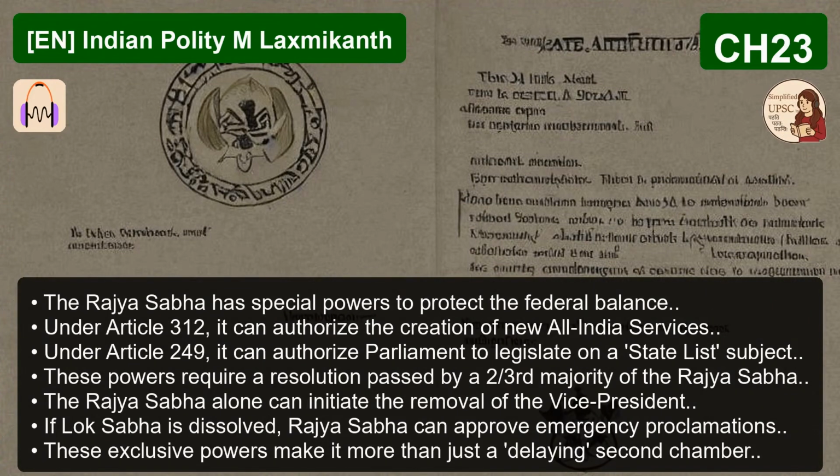The DRSCs operate year-round. Their core mission is detailed scrutiny. They consider the demands for grants of ministries before they are voted on in the Lok Sabha. They also examine bills, scrutinize annual reports, and consider long-term policy documents. They do the heavy lifting that the full House doesn't have time for. That's a good way to put it.